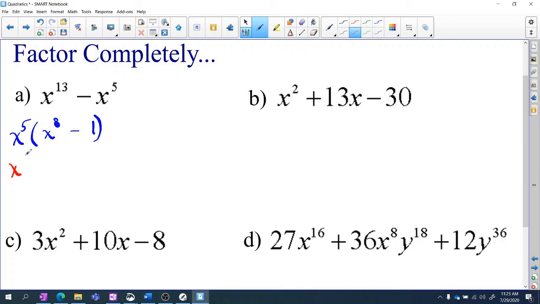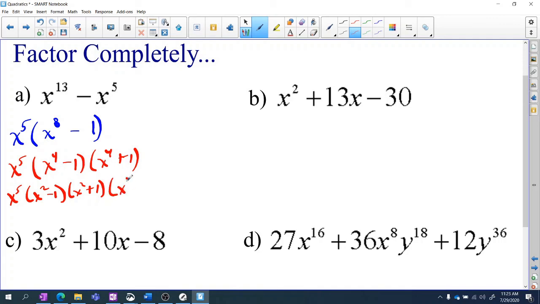X to the 5th is going to stay as it is. Difference of squares. X to the 4th, subtract 1. X to the 4th, plus 1. Uh-oh, still difference of squares. Keep going. X to the 5th, x squared, subtract 1, x squared plus 1, so that's difference of squares on this one. Now this is sum of squares, so that doesn't factor.